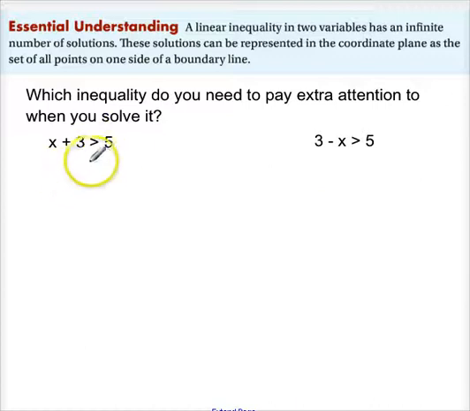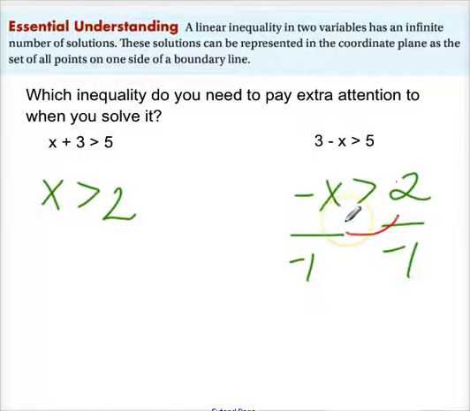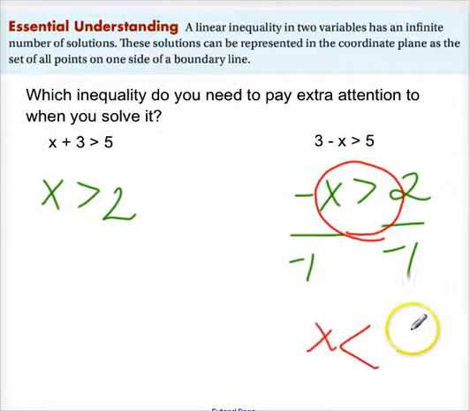Alright, so just a quick reminder, which inequality do you need to pay extra attention to when solving? Solving is getting the variable by itself. Well, here I would just subtract 3 from both sides and I get x is greater than 2. In this case, I subtract 3, but to get x by itself I need to divide by a -1 to both sides. When you do that with an inequality, don't forget that as you divide or multiply by a negative number, the inequality sign flips. This would be your answer. Keep that in mind as we work today.